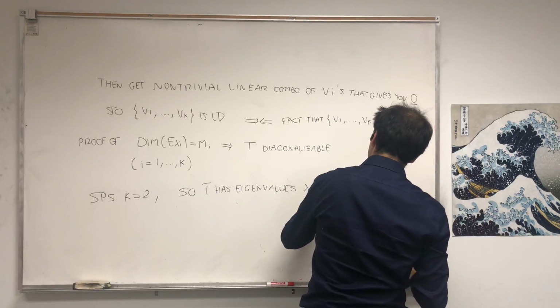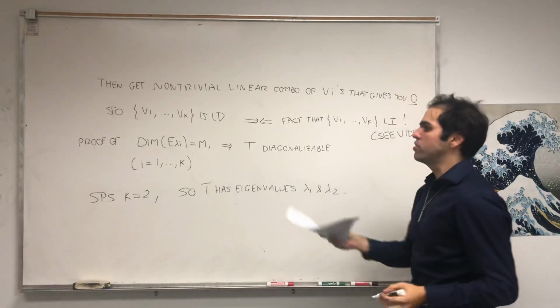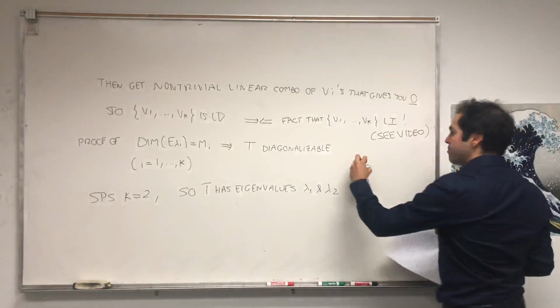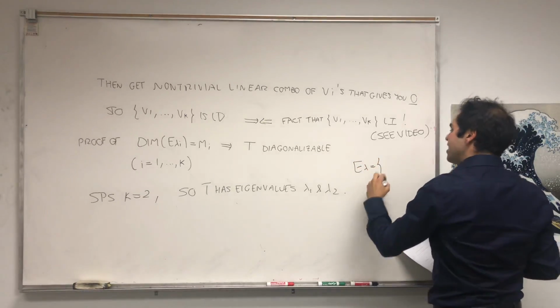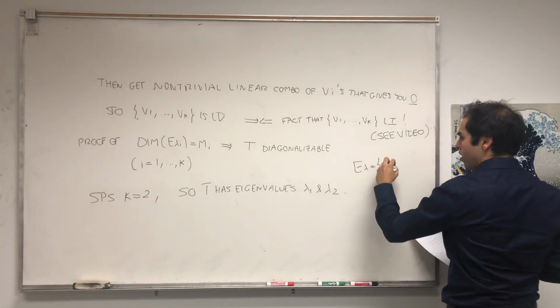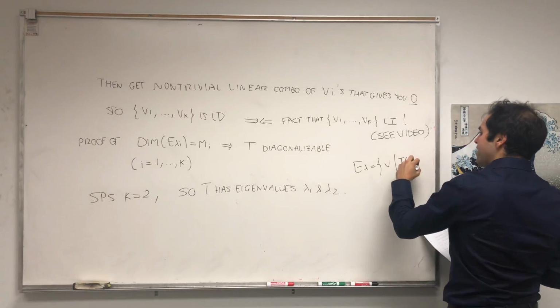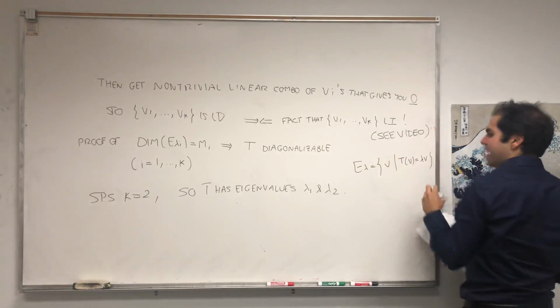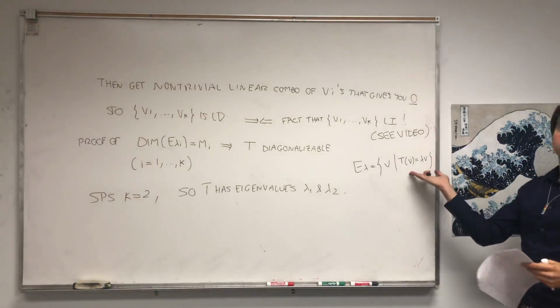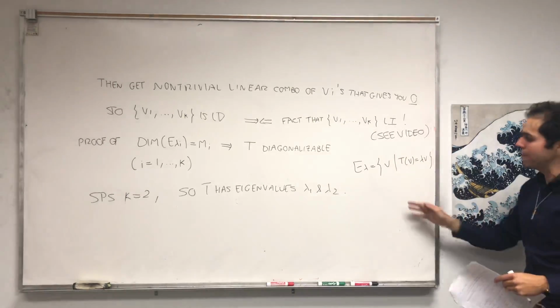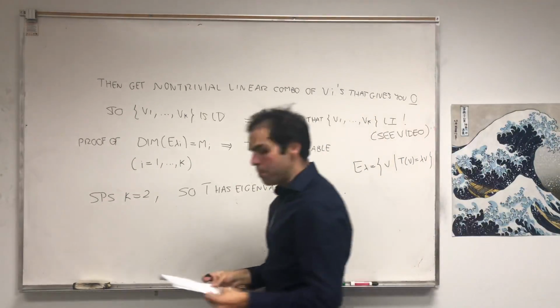Lambda 1 and lambda 2. But here's the thing, E lambda, and I'd like to remind you again in case you forgot, is just, for the operator case, the set of vectors V such that T of V is lambda V. This is actually a subspace of your vector space. So in particular, we can find bases.